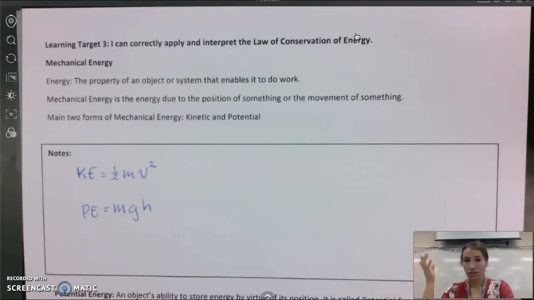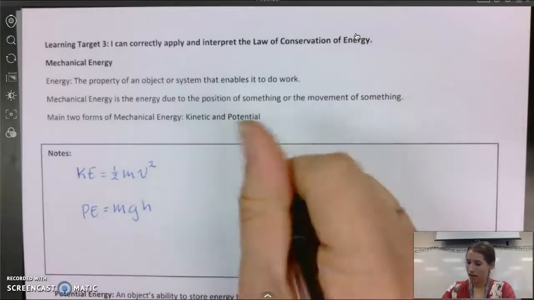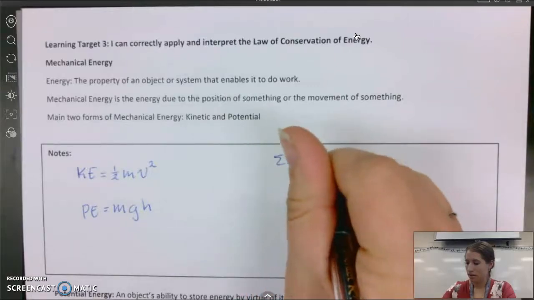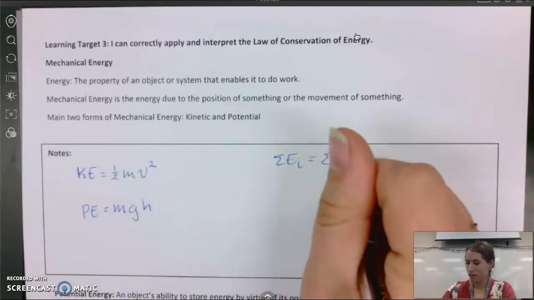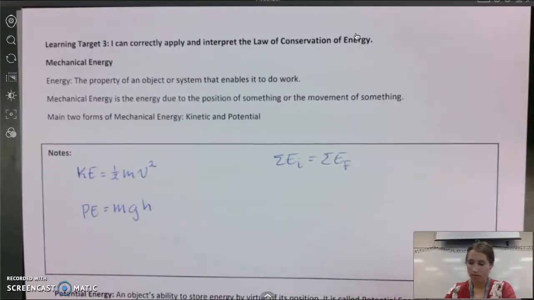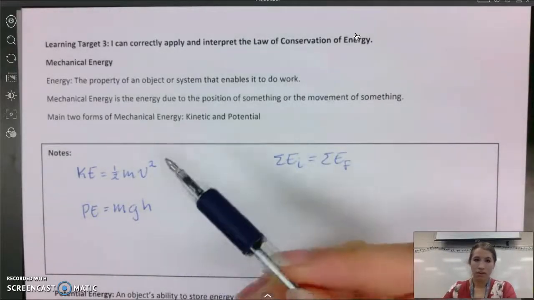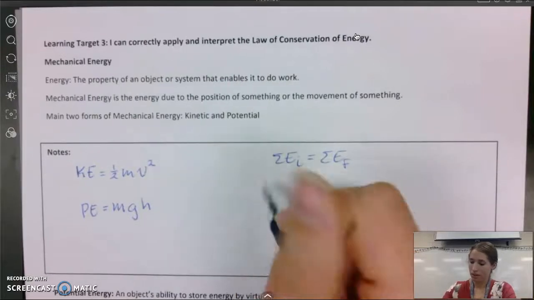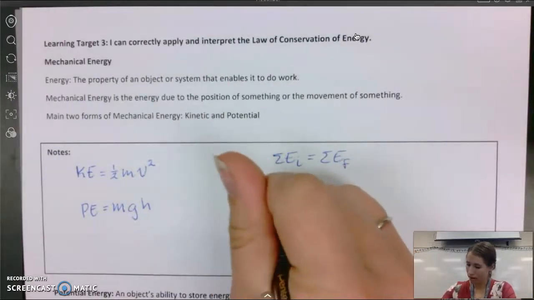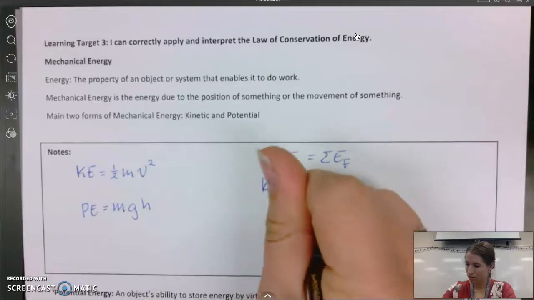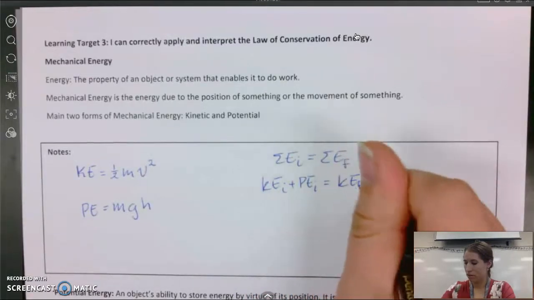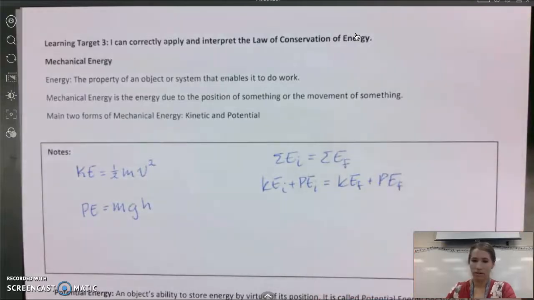And how conservation of energy works is it's saying if we add up all the energy that we start with, then that better equal all of the energy that we end with. Whatever we start with, we end with. And again, we're going to focus on kinetic and potential. So you can say kinetic energy initial plus potential energy initial has to equal kinetic energy final plus potential energy final. And then from there, evaluate what's going on.